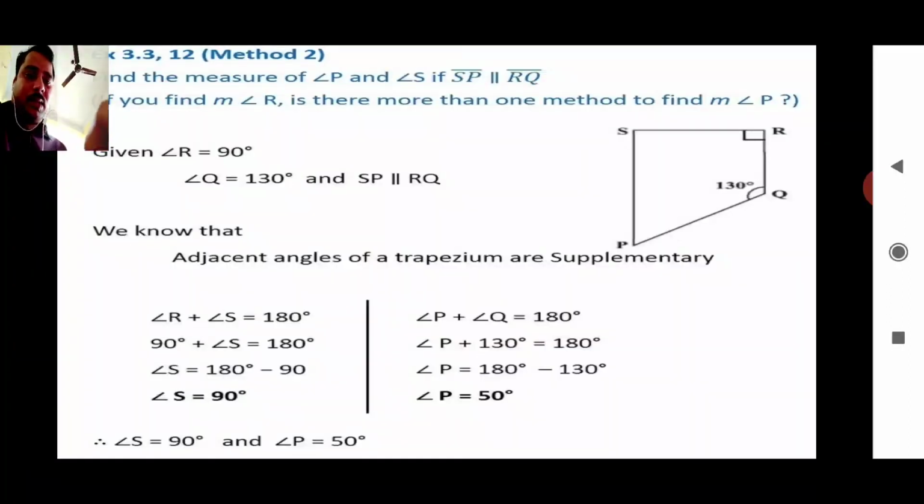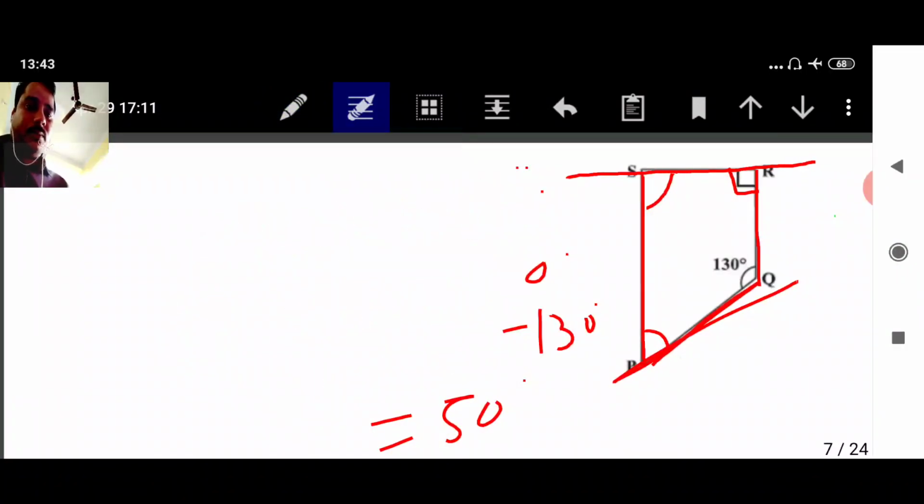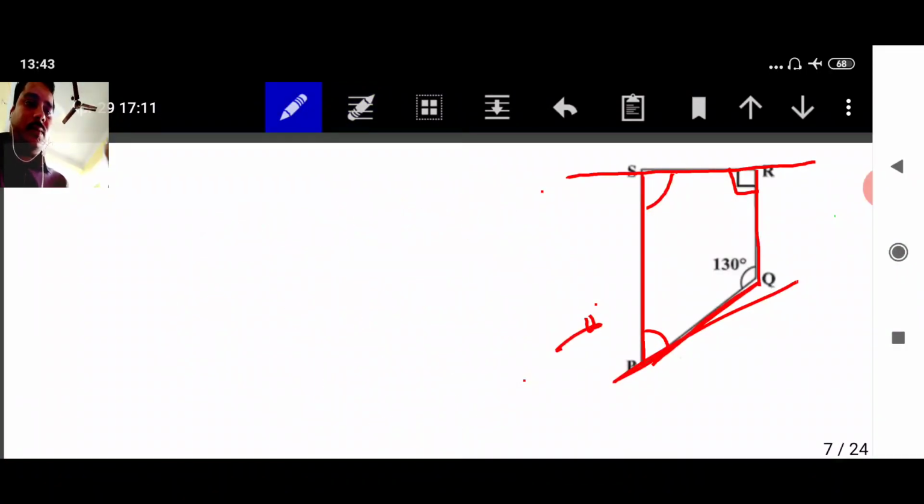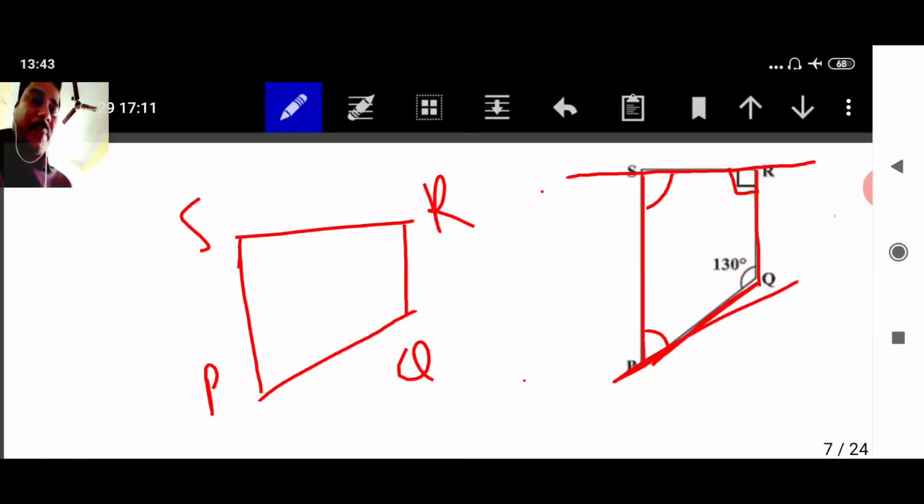See here, we know that adjacent angles of a trapezium are supplementary. We have also applied this. PQRS is a trapezium, and we know that adjacent angles of a trapezium are supplementary. So angle R plus angle S will be 180. This is 90, so this will also be 90.